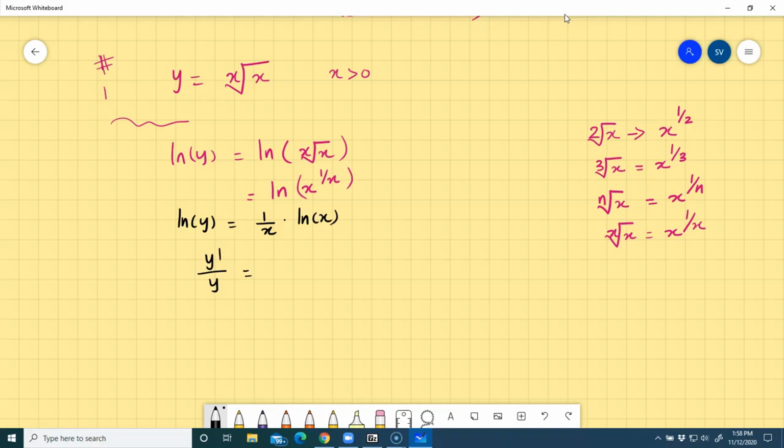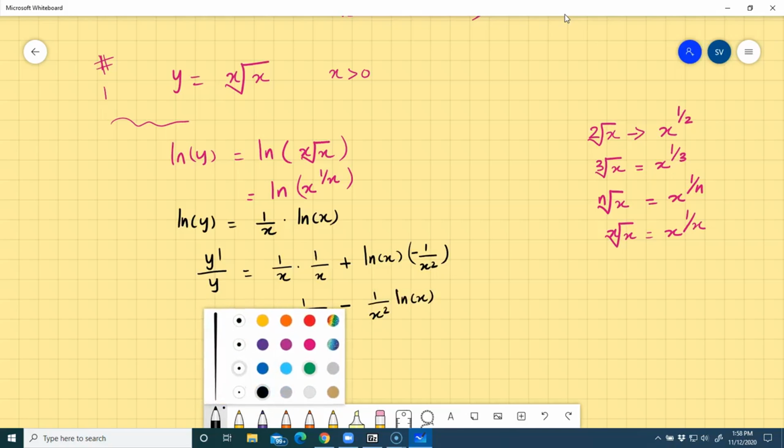What is the product rule? First into derivative of second plus second into derivative of first. First function is 1 by x. Derivative of ln x is again 1 by x. Plus second function ln of x times derivative of the first. Derivative of the first is minus 1 by x square. So 1 by x times 1 by x is 1 by x square, and here we have minus 1 by x square ln of x.